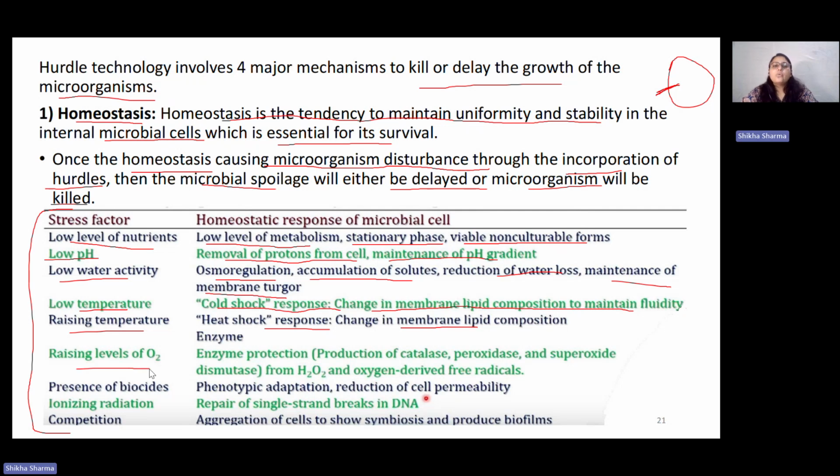Then if we raise the O2 level, there is enzyme protection or production of catalase, peroxidase, and superoxide dismutase against H2O2 and oxygen-derived free radicals. If biocides are present, there is phenotypic adaptation or reduction of cell permeability. If there is ionizing radiation, there is repair of single-strand breaks in the DNA. And if there is competition, cells aggregate to show symbiosis and produce biofilms.